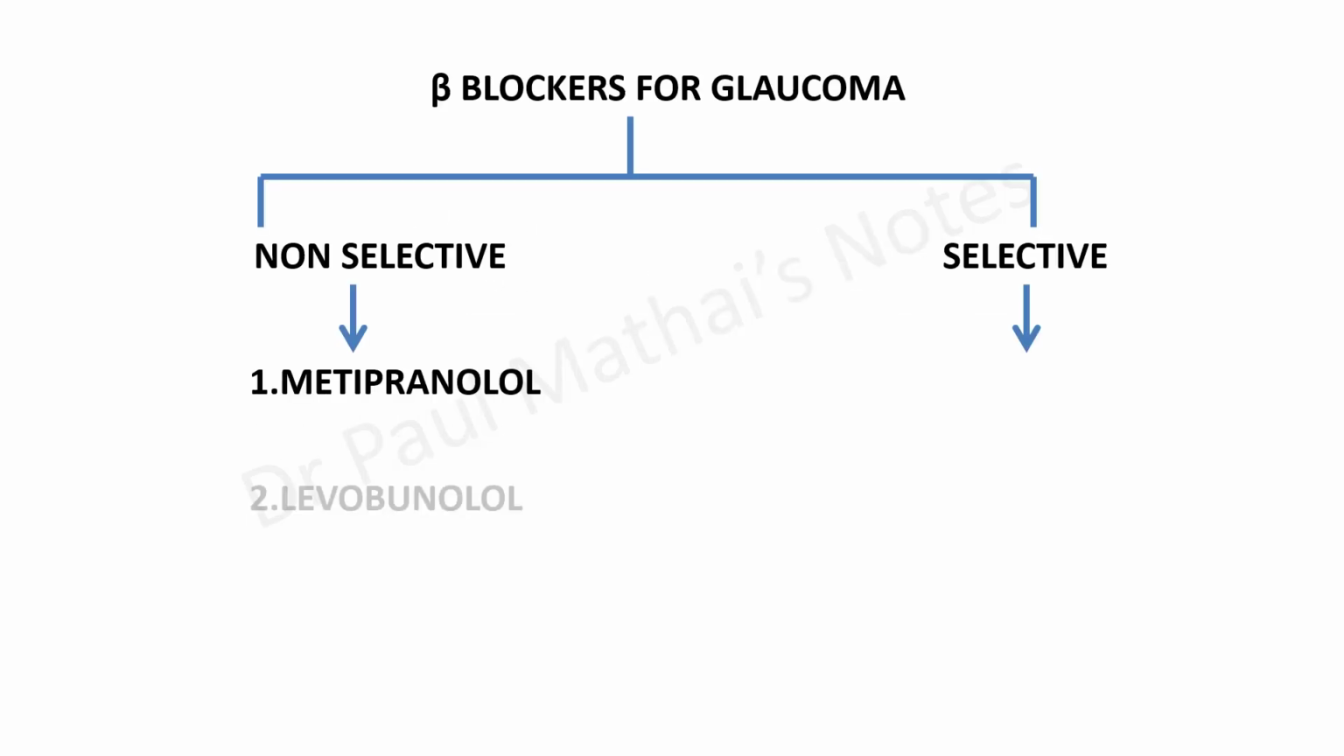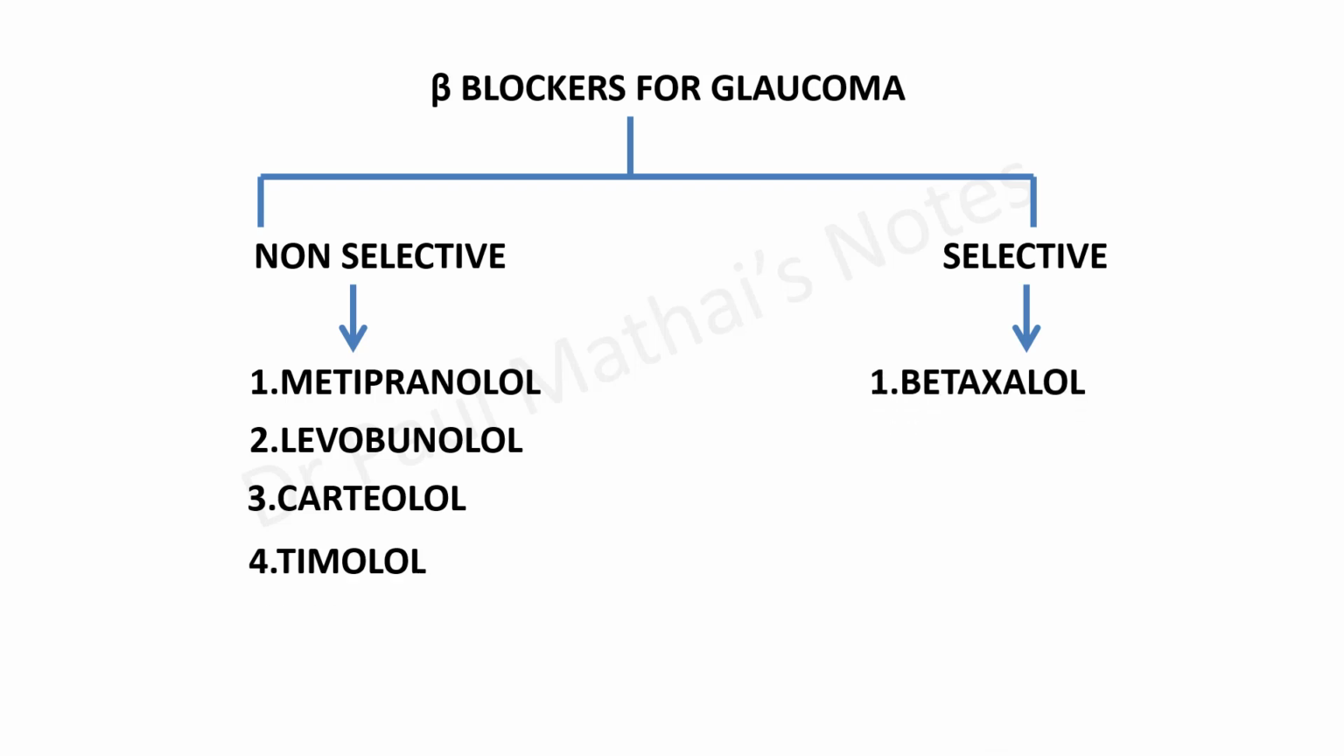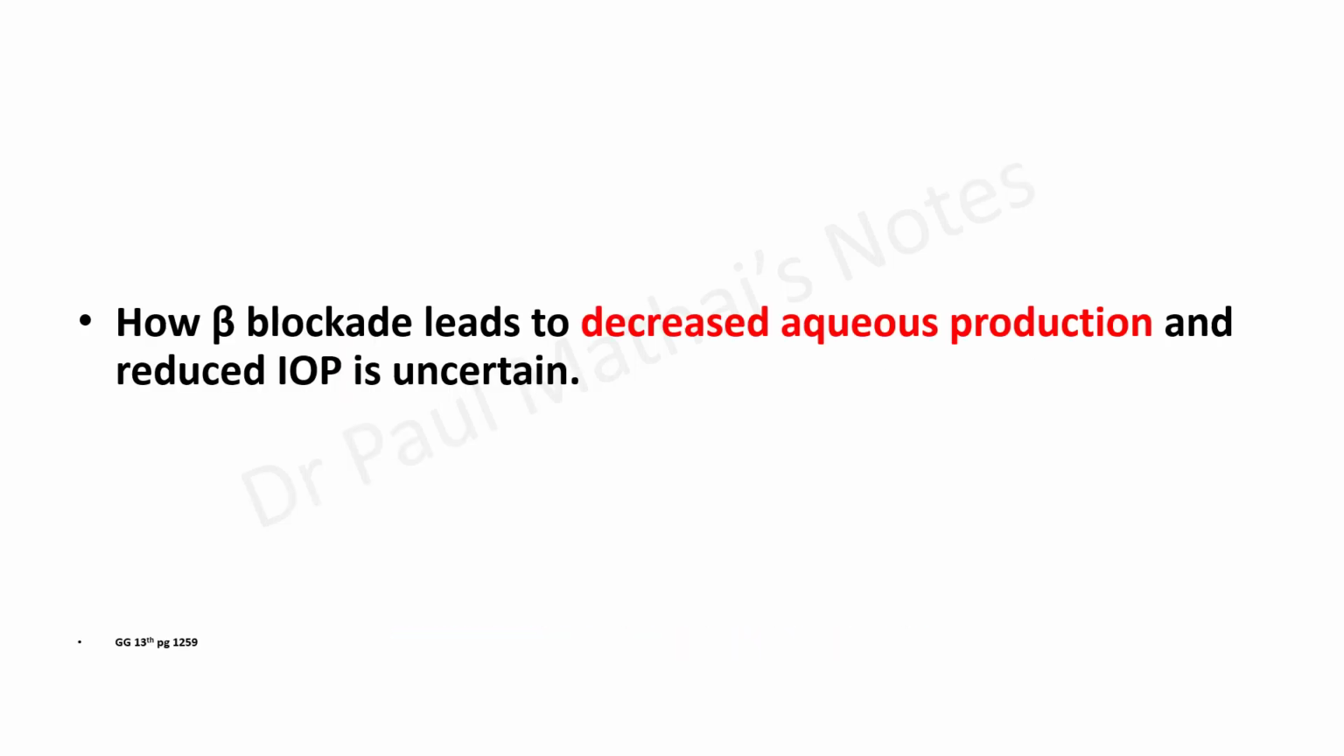Now, we spoke about the beta blockers and the important examples for the non-selective and selective beta blockers specifically used for glaucoma. We spoke about how they inhibit the production of aqueous humor. However, the exact mechanism by which they reduce aqueous humor production is uncertain and still under investigation.